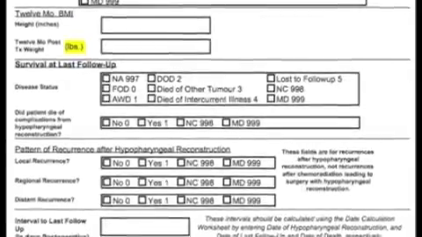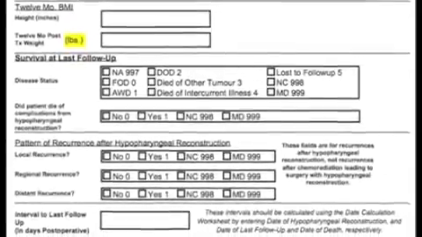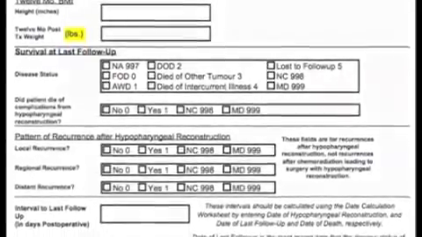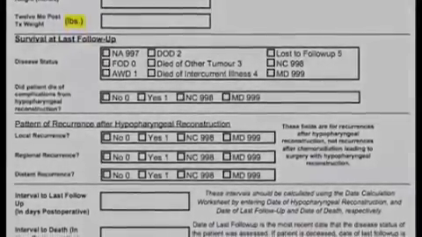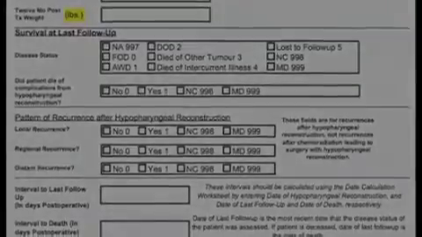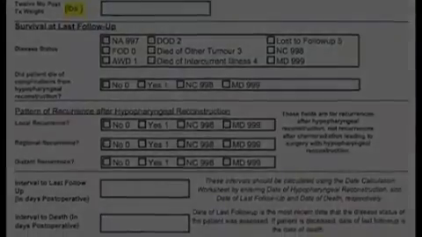Please use the date calculation worksheet to record the last two intervals on the data sheet, specifically the interval to last follow-up in days postoperative and the interval to death. Please check for the date of death using the Social Security Death Index website provided.